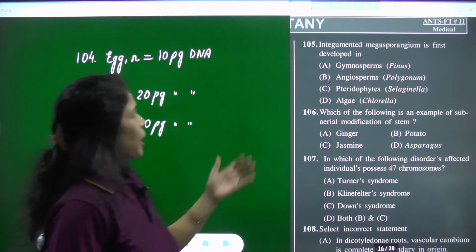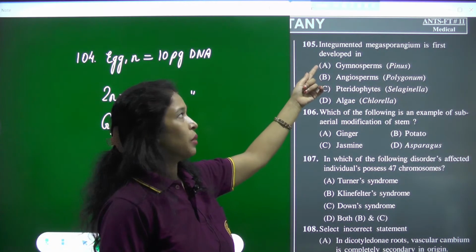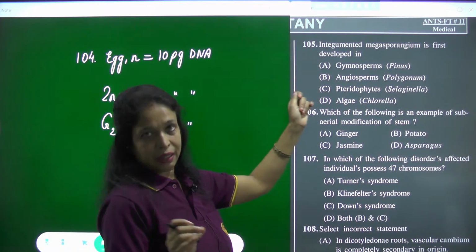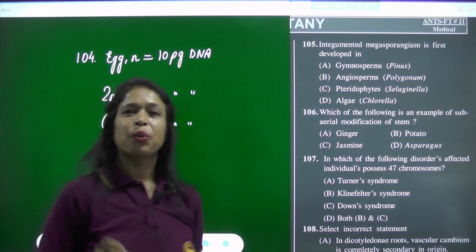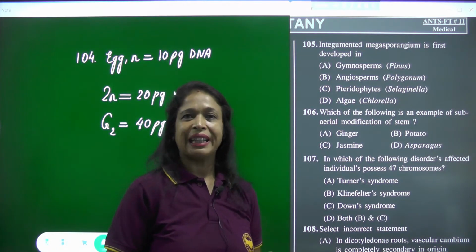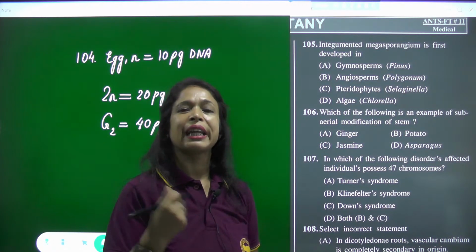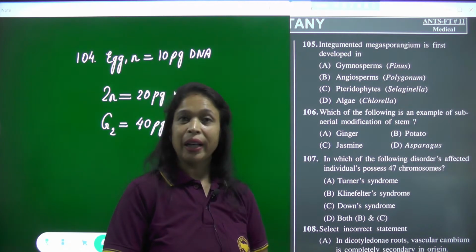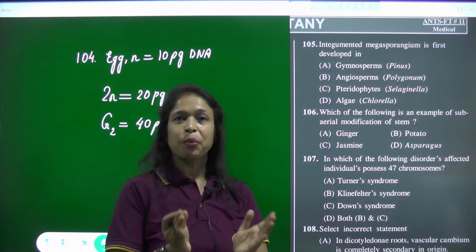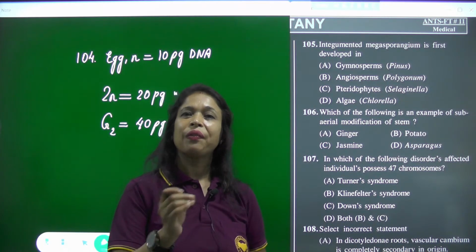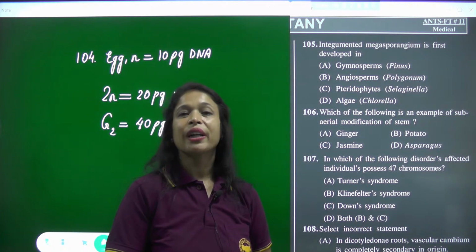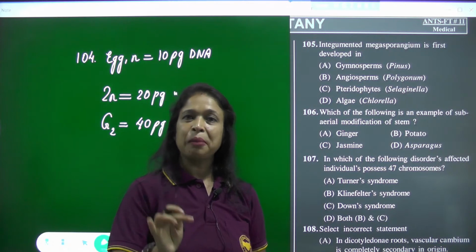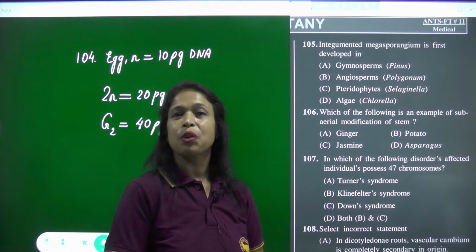Now let's see the next question, integumented megasporangium. It is the technical term for ovule. You know this question was asked in NEET also, what is the technical term for ovule? It is integumented megasporangium, right? Megasporangium is the structure inside which megaspores are formed. And what is integument? It is the protective covering. So integument with megasporangium together we call ovule.